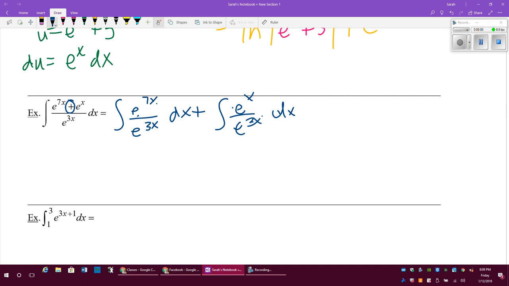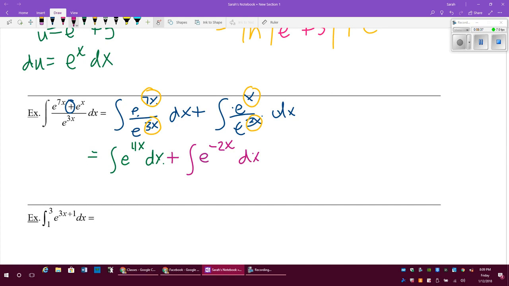Okay, so let's say I do split this up. Now we've got to remember our properties of exponents. I have the same base. Properties of exponents say that I can take these exponents and I can subtract them. So that's going to become e to the 4x dx. And similarly over here, I have x minus 3x, which is going to give us e to the negative 2x dx.